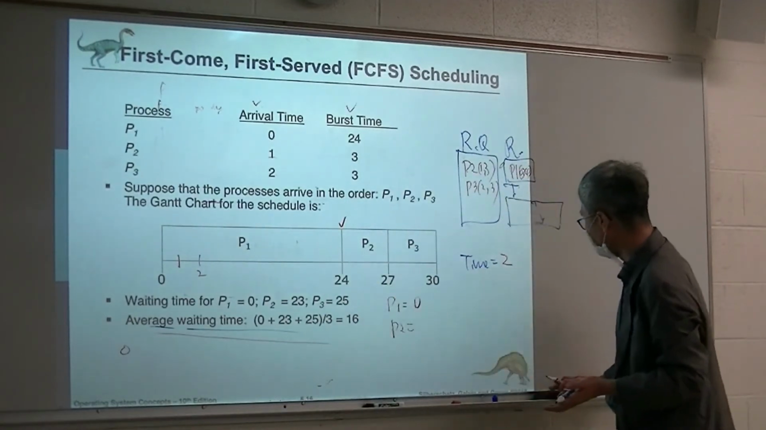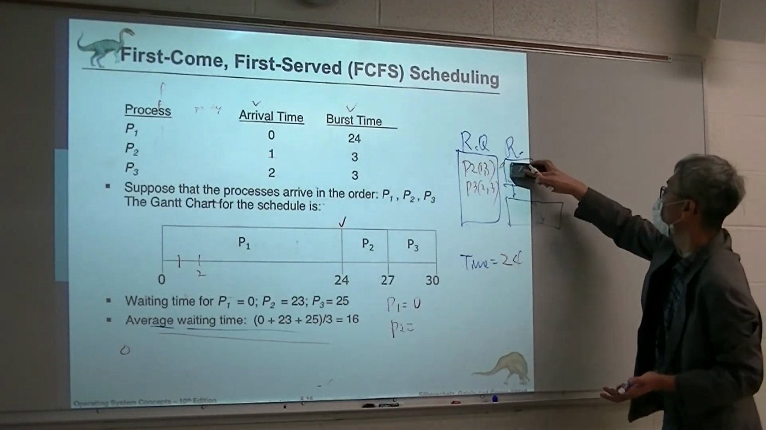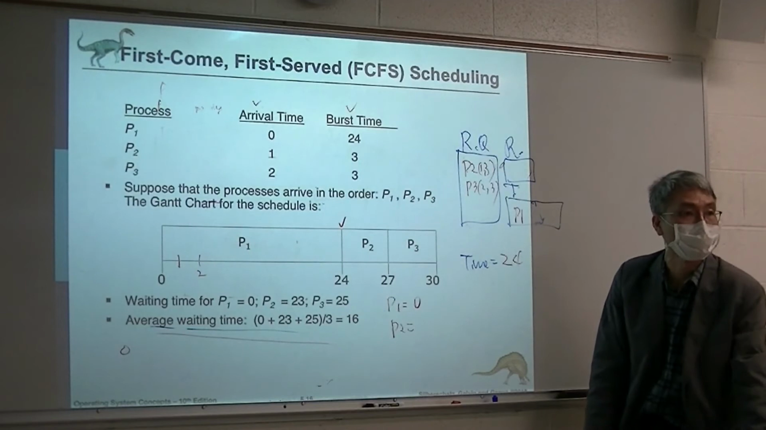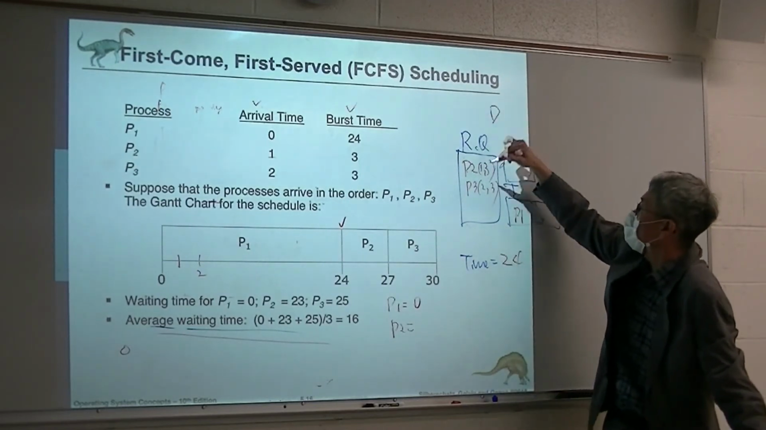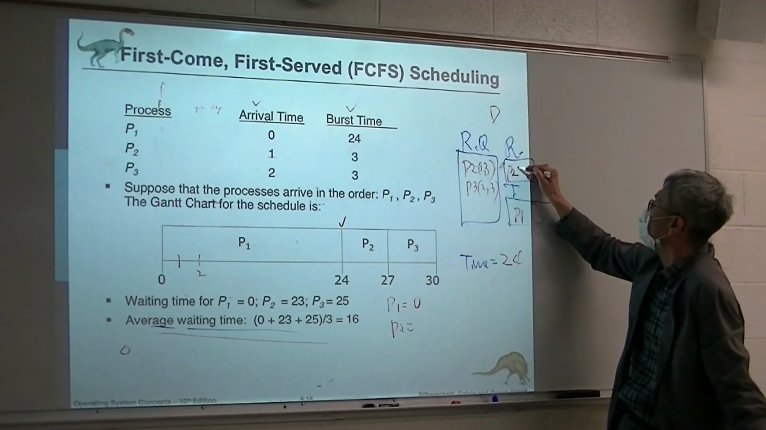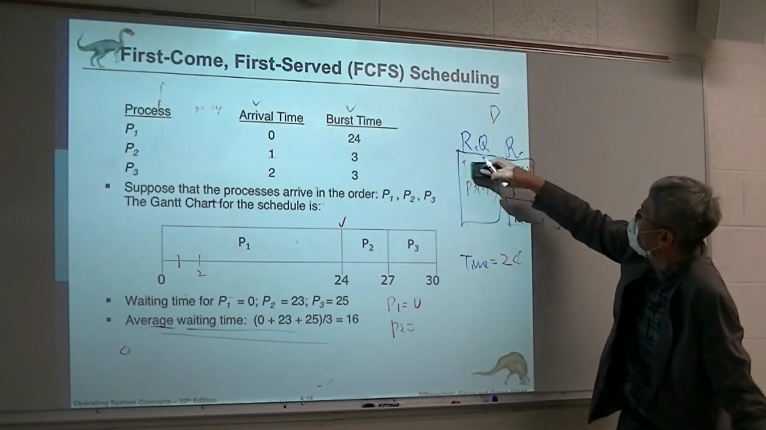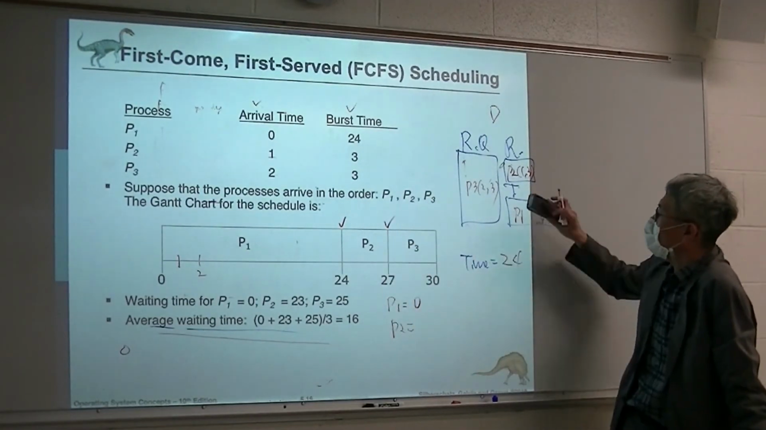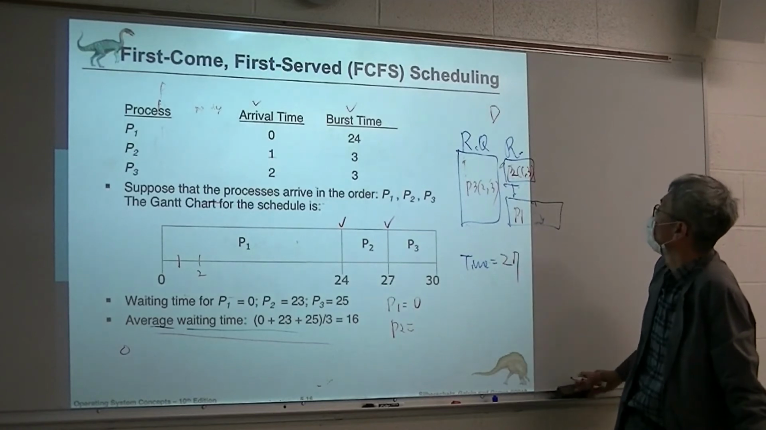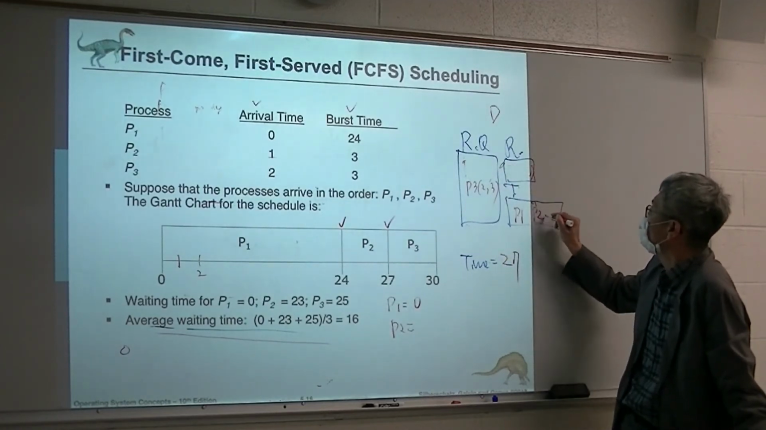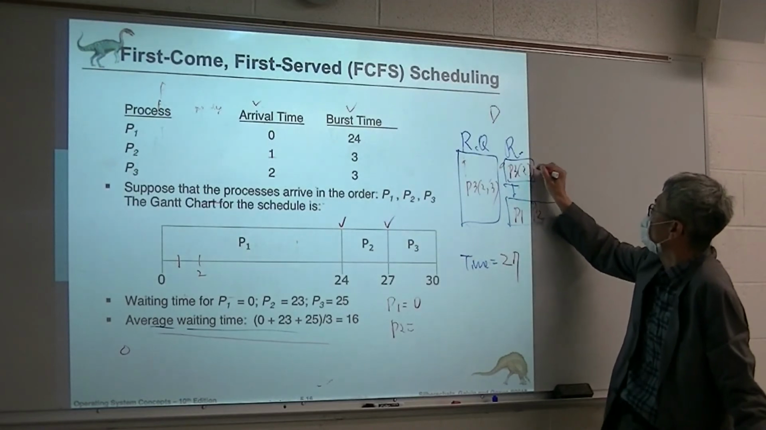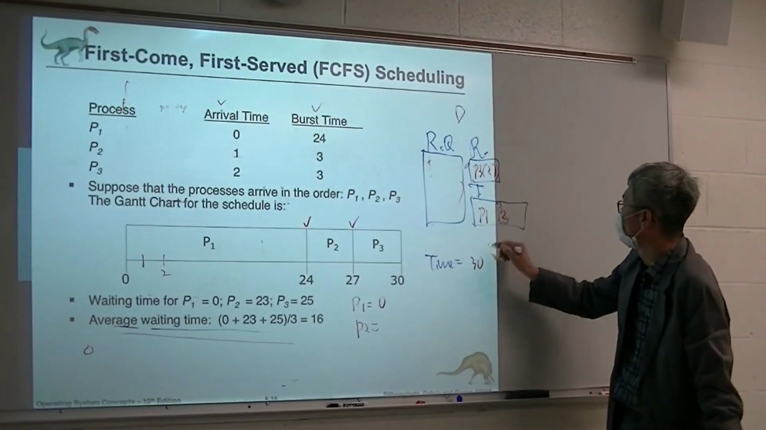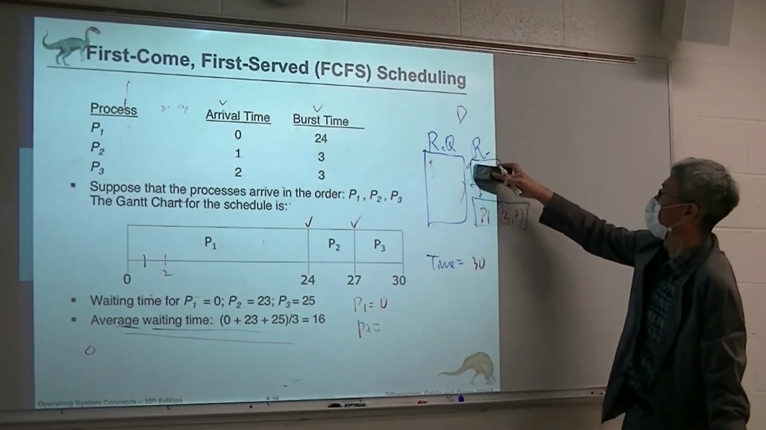Then at time 24, the running queue is empty because P1 is terminated. Then the dispatcher selects the first one. So P2 is selected, and like this. Then nothing happened, and P3 will be selected at time 27. And P2 is terminated, and P3 is selected, and like that. And at time 30, everything is done, P3, and like that.